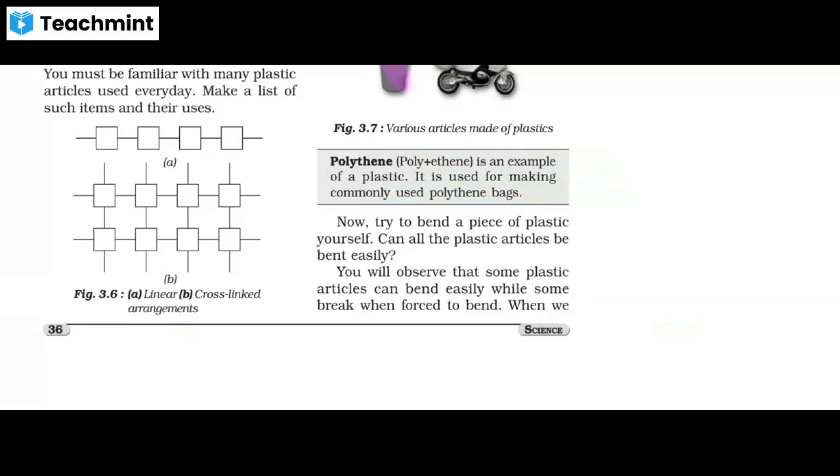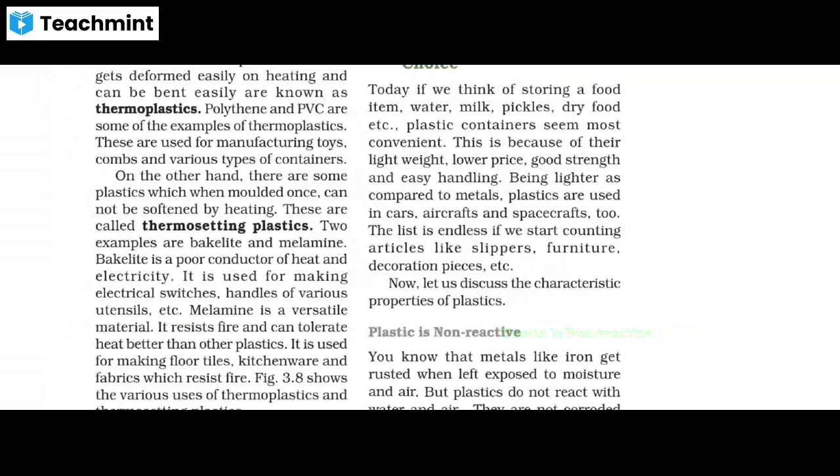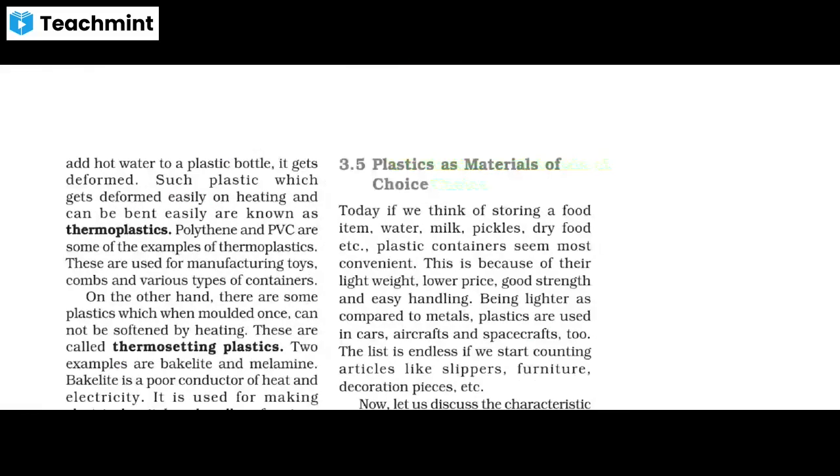Now we observe some plastic articles can be easily bent, but some are very hard. Even we have seen that some plastic articles are very soft, and some are very hard. And one more nature this plastic has: if we heat and mold it in any shape, those are called thermoplastic. And if, once they are heated, they do not become soft again, those are thermosetting plastic.